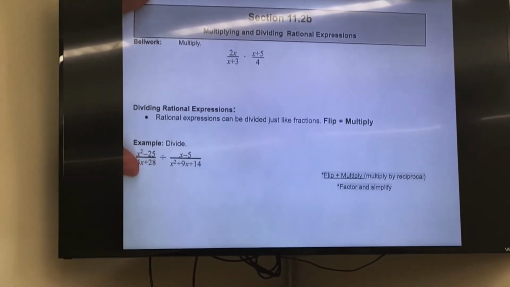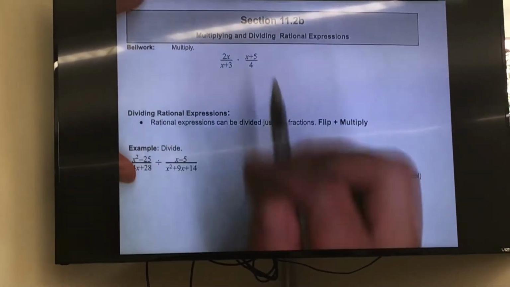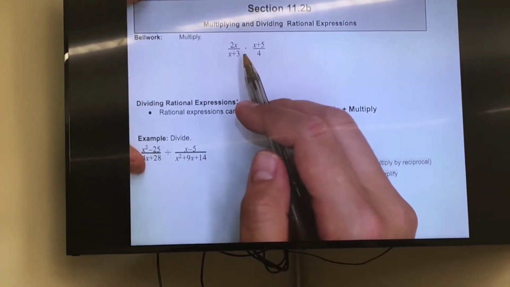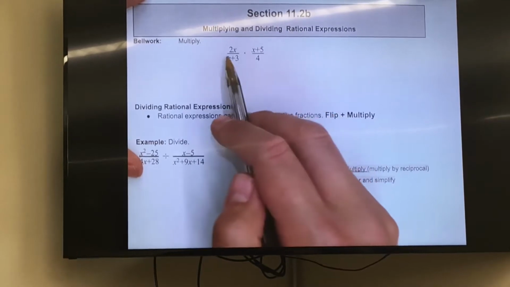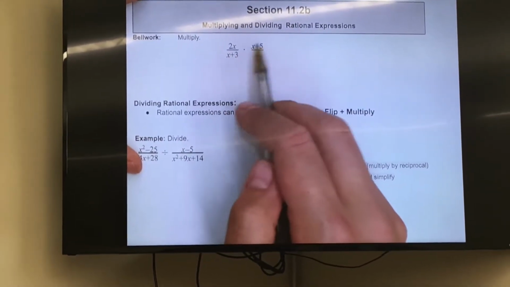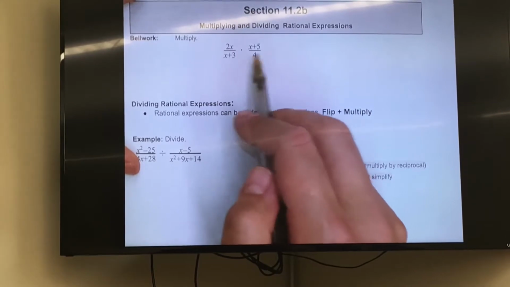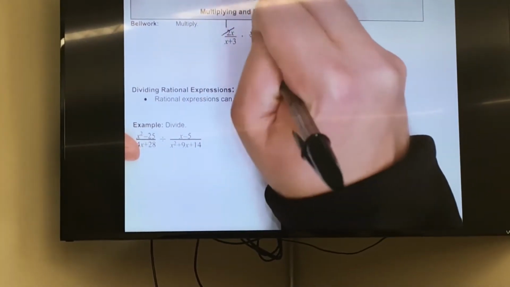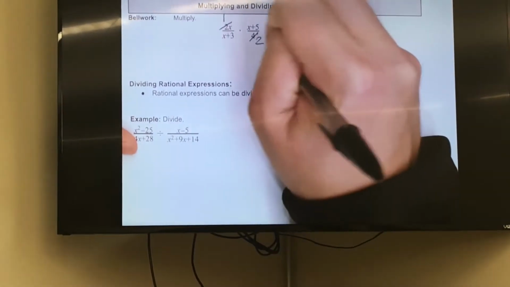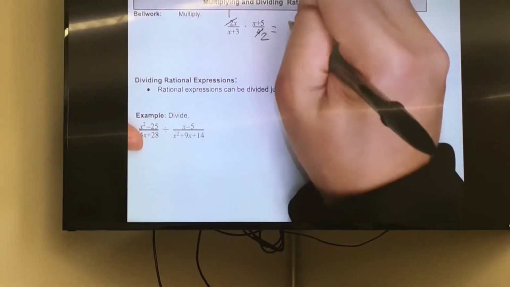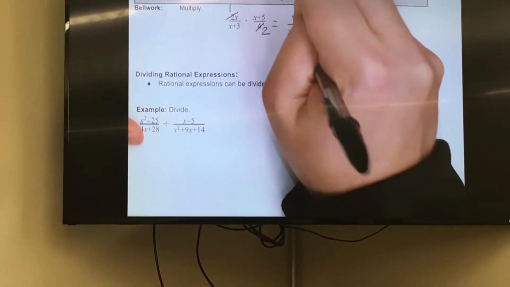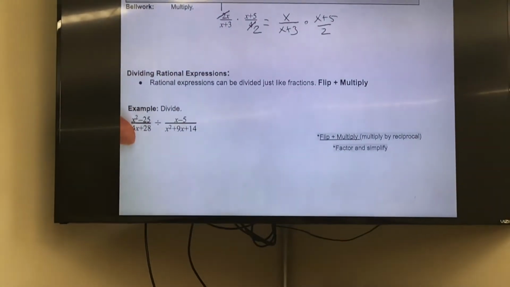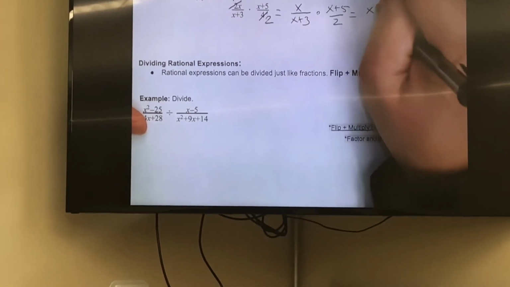This one's going to mostly just be dividing, but for the bell work, to help you guys on one of the It's Learning quizzes, we're going to do this multiplication problem. If you look, the x plus 5 and the x plus 3, nothing can be canceled there, but the 2 and the 4 can be reduced. So 2 can go into itself once, it can go into 4 twice. So up top, that's now just x over x plus 3 times x plus 5 over 2, okay? And we're just going to multiply straight across.